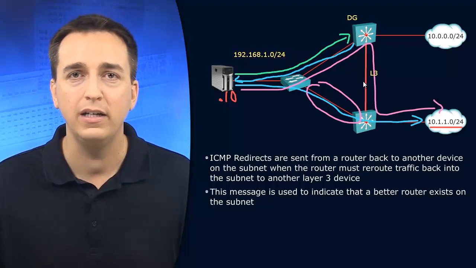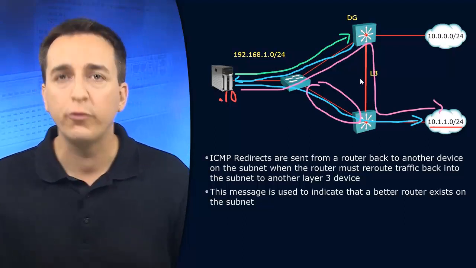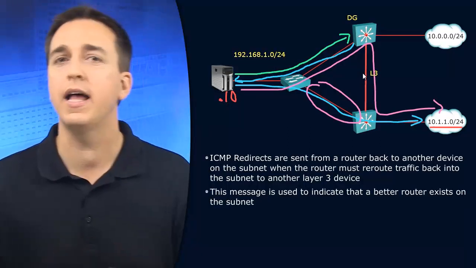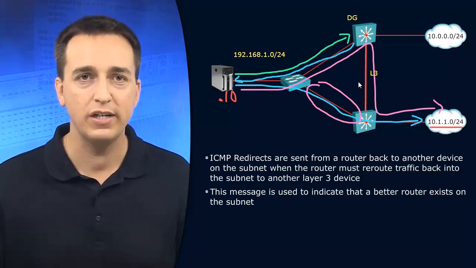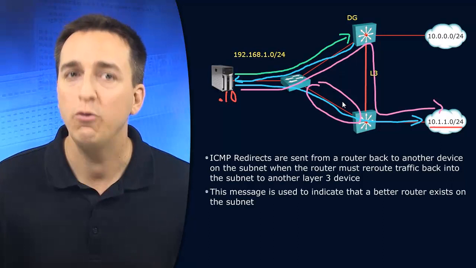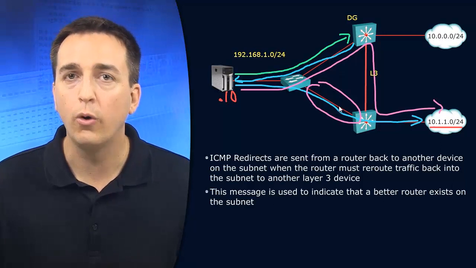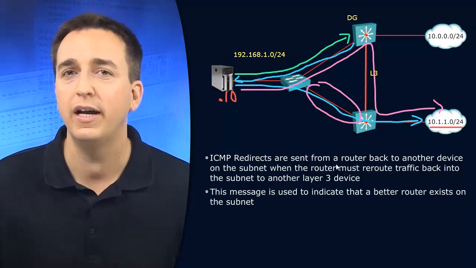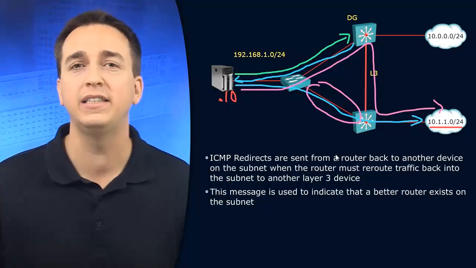They are on by default. So if for some reason there is a better router connected to that subnet that can get to that destination network, understand that the traffic could be rerouted or sent to that other layer 3 device within that subnet due to the ICMP redirects.